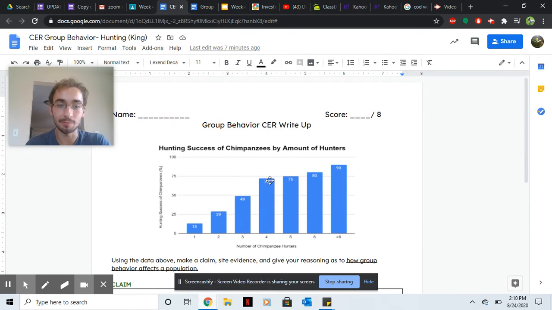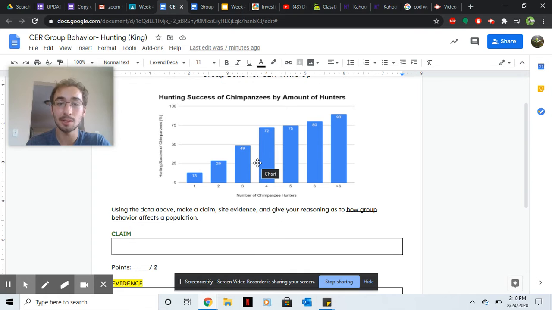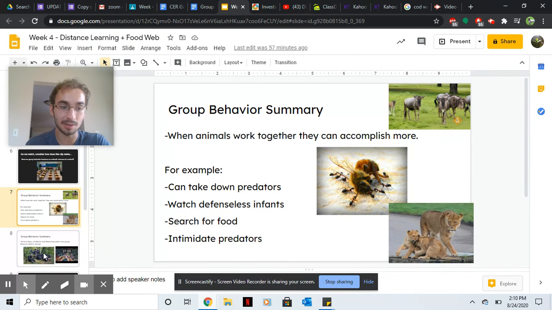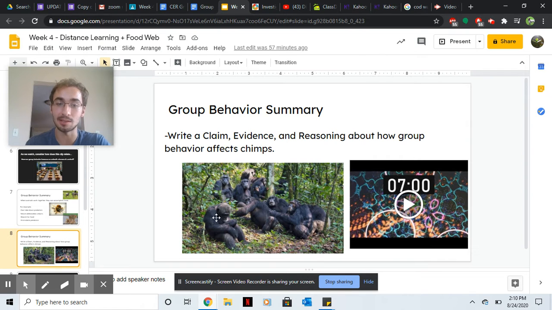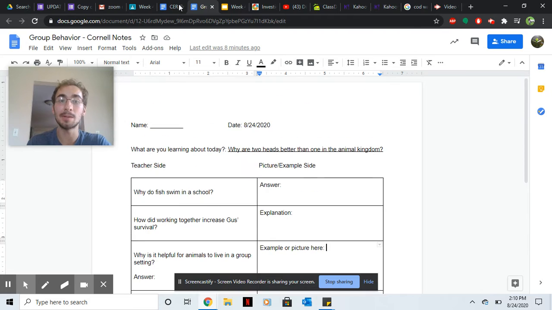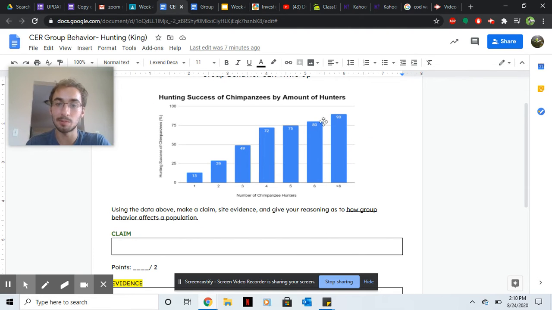So here's a graph. We have hunting success of chimps by the amount of hunters. And when I say chimps, I mean like these monkeys. These monkeys will hunt other animals. And here's the success rate of when they work in a group versus when they work alone. So based on this graph of number of chimp hunters versus the hunting success, how does group behavior, like working in a group, affect a chimp population?